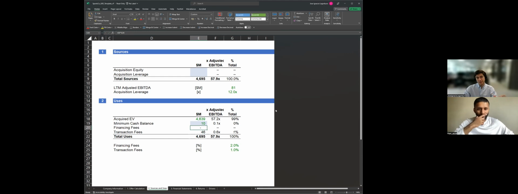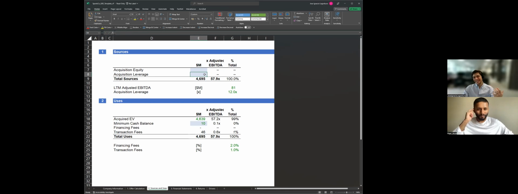So we are assuming it's 1% of the total EV. And then the last one is the financing fees, which is what the banks and the debt providers will charge you for the debt that you are raising. I'm going to leave that blank for a second, because then we need to look at the sources.